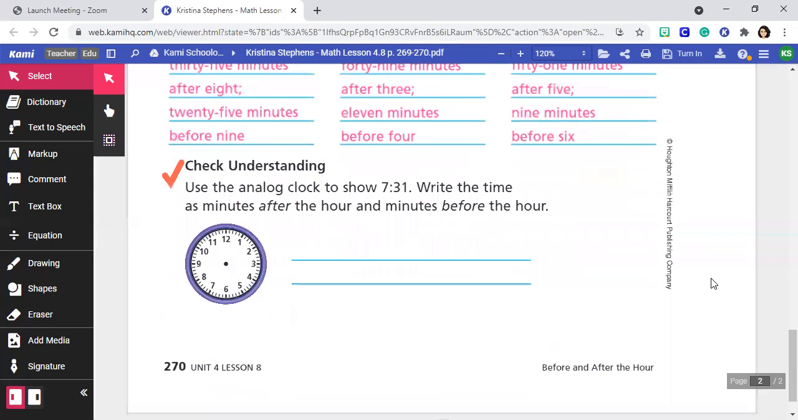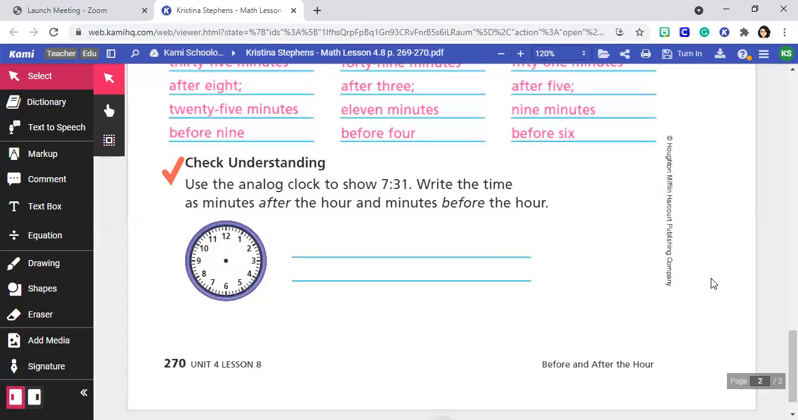Don't forget to complete the check for understanding. Use the analog clock, shown here, to show the time 7:31. Write the time as minutes after the hour and minutes before the hour. So you're drawing the minute hand and the hour hand on this analog clock to show the time of 7:31. And just like you did up above here, you are going to write the time as minutes after the hour and minutes until the next hour or before the hour.